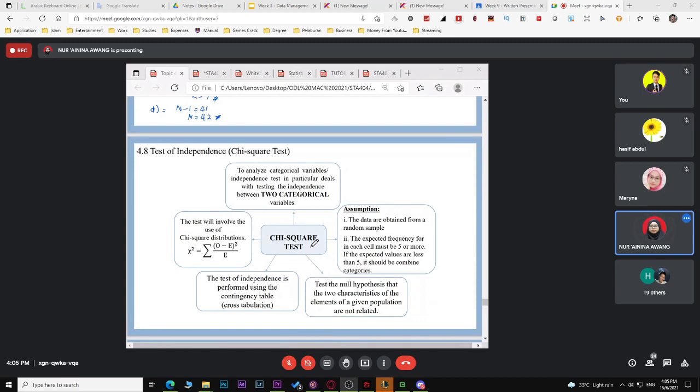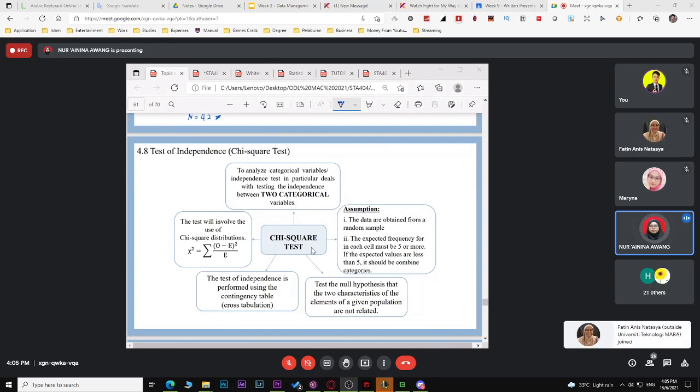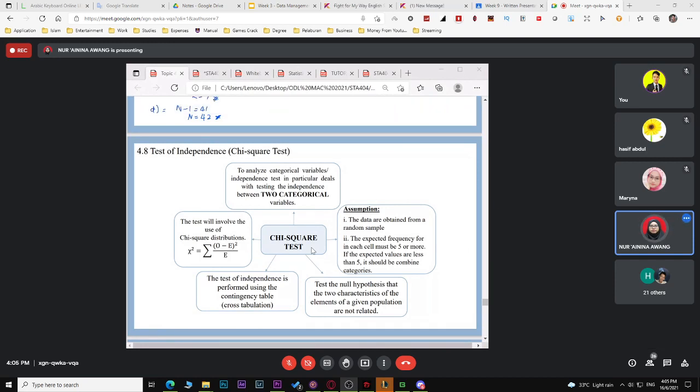Previously, as we know, for ANOVA we want to test between one categorical and one numerical variable. But for the chi-square test, we want to test when both variables are categorical. So if you have a first variable and a second variable that are both categorical data, you can use the test of independence or chi-square test.